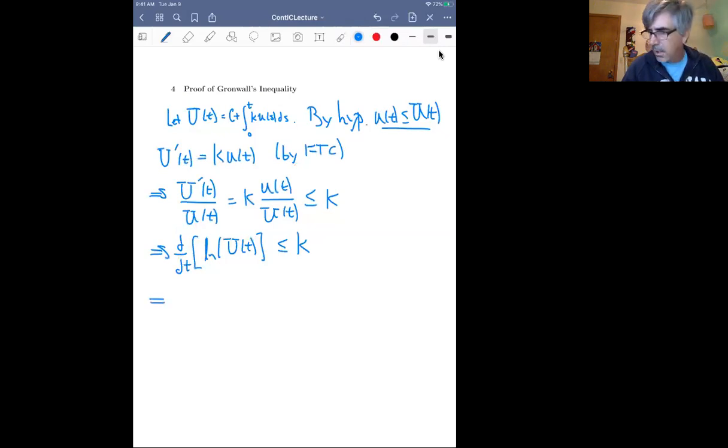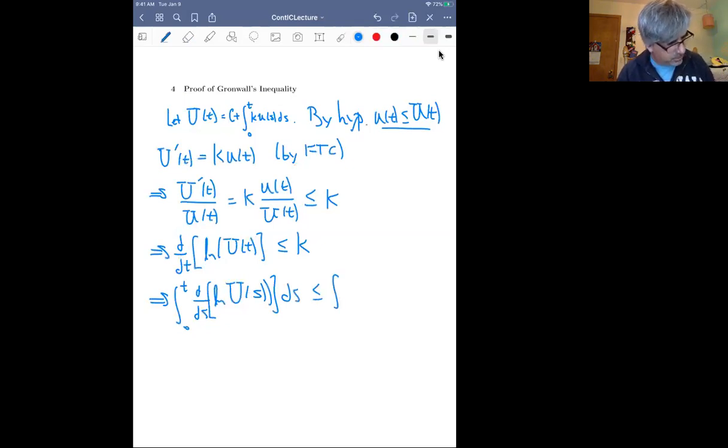And so we are now going to integrate from 0 to t of d ds of the natural log of capital U of s. I have to insert a dummy variable, and I have to be careful with the letters. That should be an s, so I've got to be careful, and I wasn't. ds, and that is less than or equal to the integral from 0 to t of k ds.